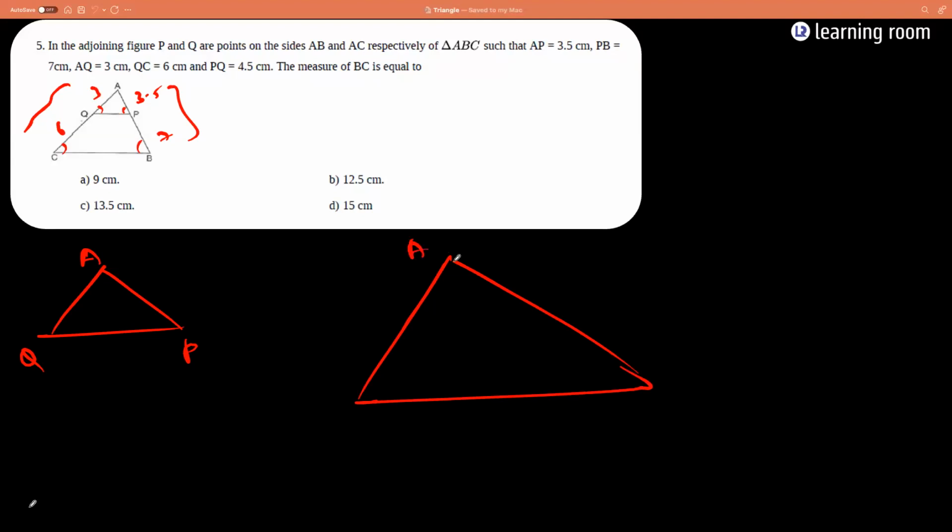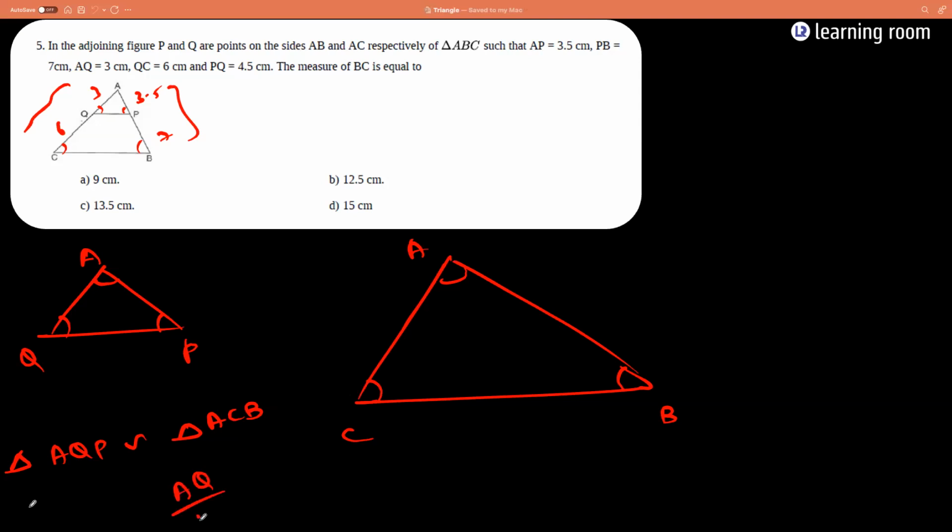Similar. AQP is similar to which triangle? ACB. Correct order, ACB or ABC? ABC. Right. You were confident. You are right. ACB, because angle Q and angle C are same, angle P and angle B are same. A is common. So they're similar according to the AA criteria.